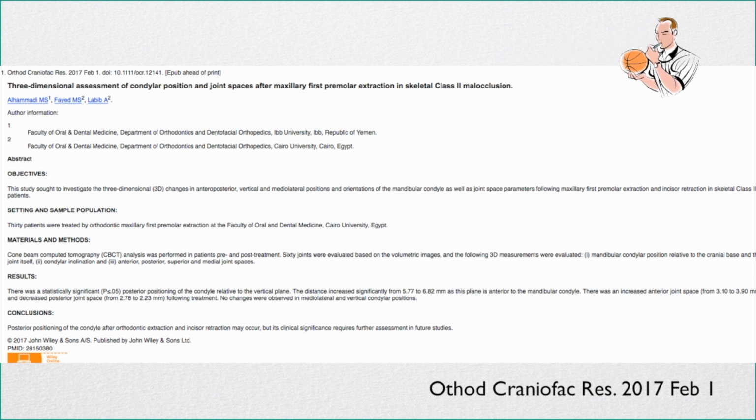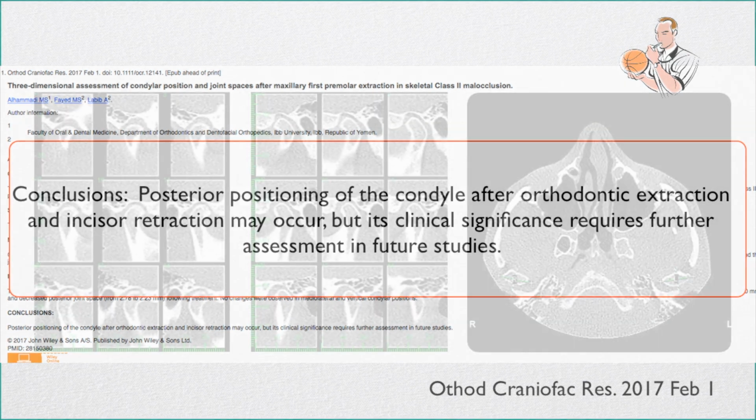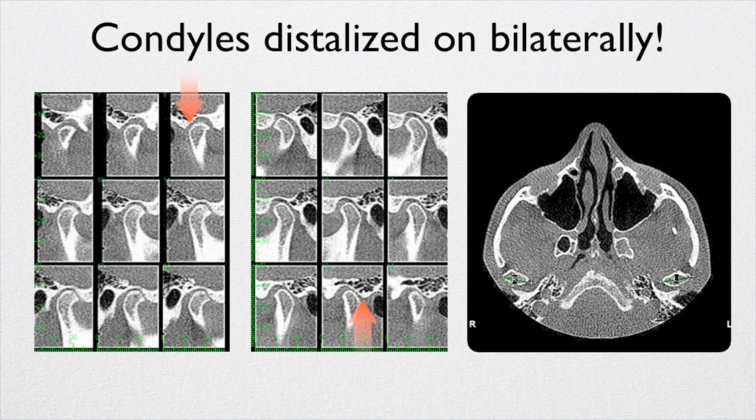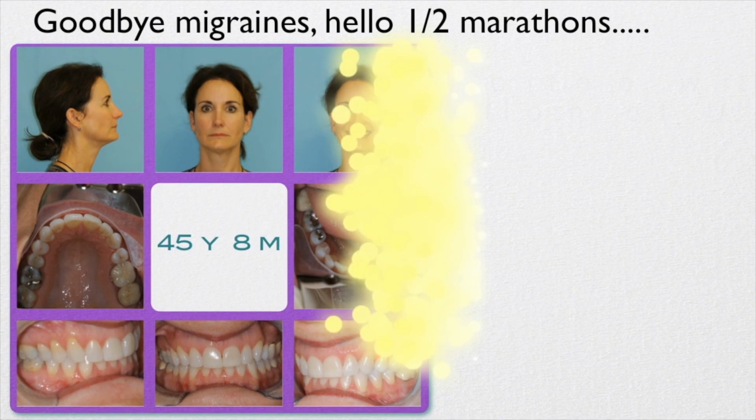Now here's an article from the refereed literature talking about this happening in upper bicuspid extraction cases. And it says that posterior positioning of the condyle after orthodontic extraction and incisor retraction may occur, but its clinical significance requires further assessment in future studies. To be honest with you, I spend many hours every day of my practice dealing with people who have mandibular entrapment and trying to reverse this. It's a big deal. Here you see it on an x-ray. You can see that the condyles are distalized in the fossa. This is not good. So let's illustrate what we do in a case like this.